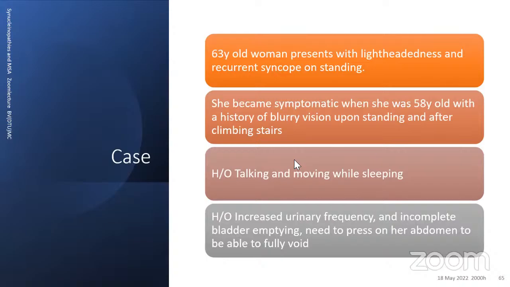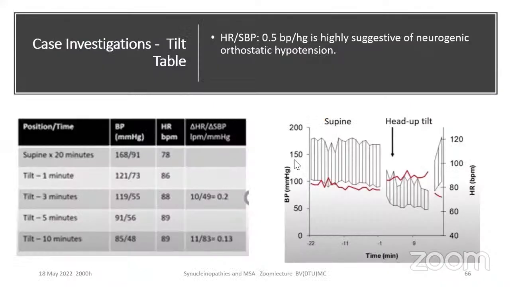All these features are present, and the case was investigated. I was telling you about the tilt table, the blood pressure measurement and the heart rate measurements, and the ratio which we have seen: the increase in heart rate divided by the fall in systolic blood pressure is 0.2 and 0.13 in the tilt table test. So this is a characteristic feature.